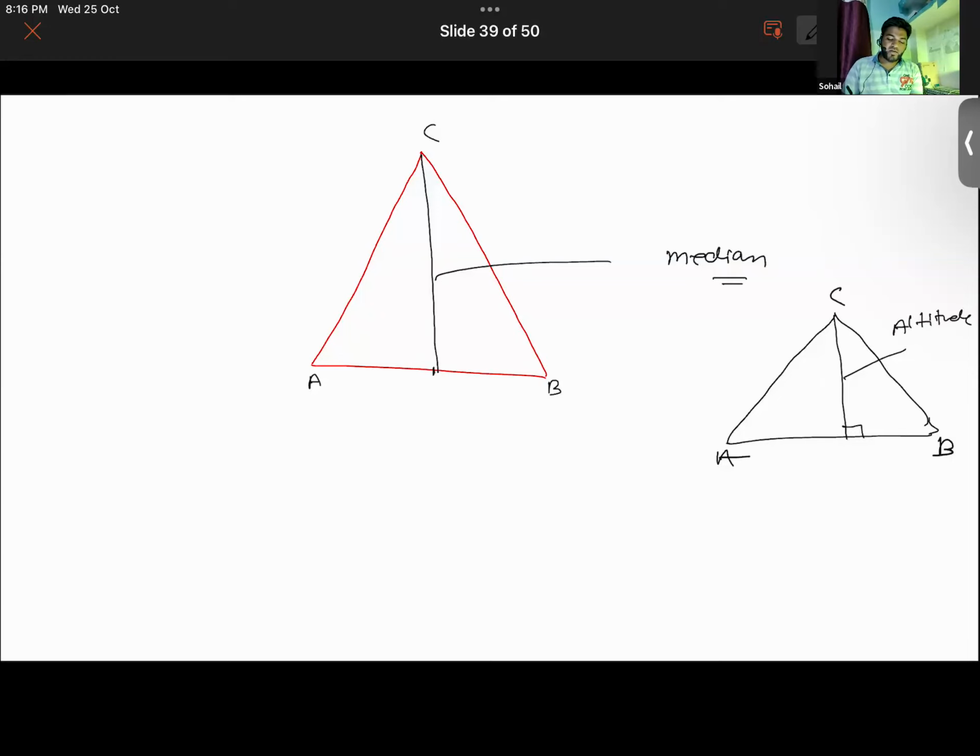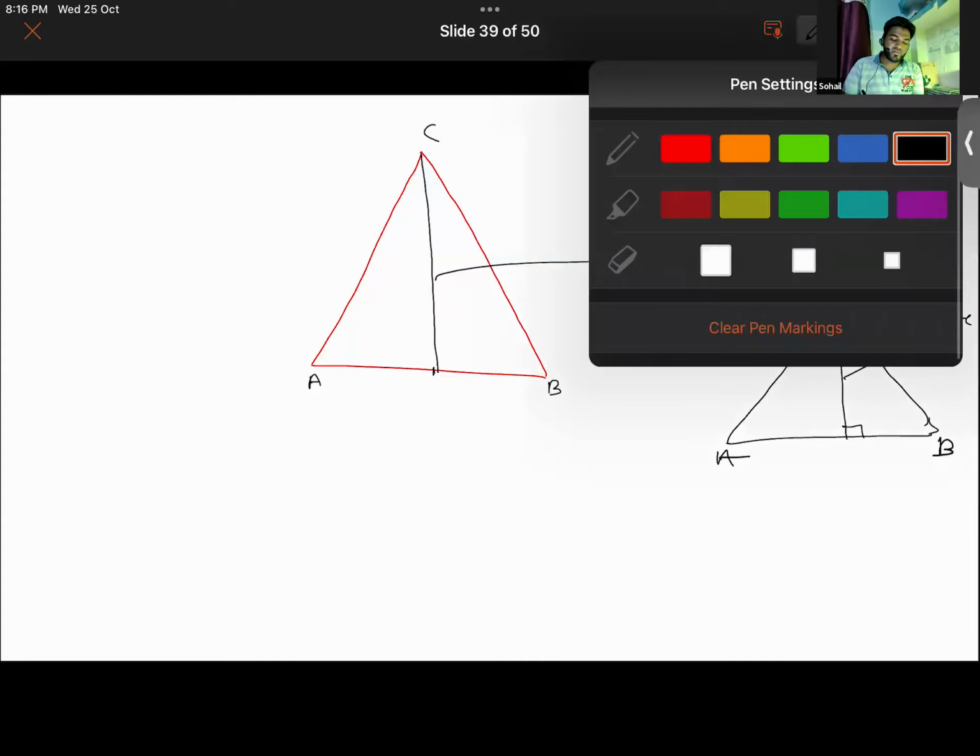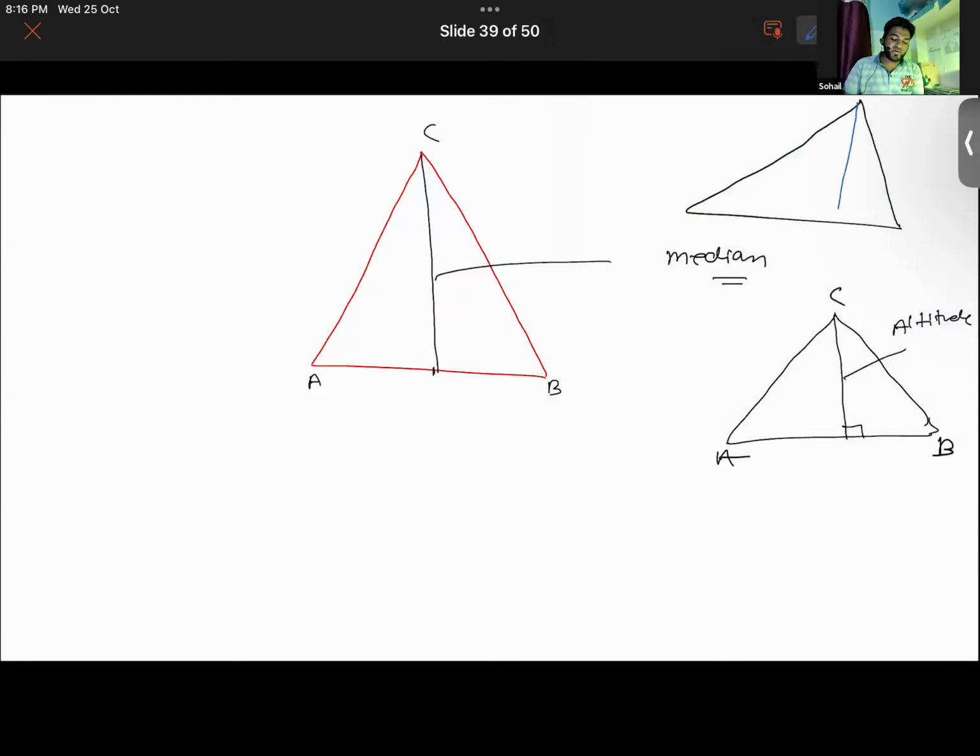And an altitude can or cannot be a bisector of the opposite side depending upon the triangle. If it is an isosceles triangle, or an equilateral triangle, then the altitude divides the side AB into two equal halves. While if it's a scalene triangle, as you see over here, the perpendicular, that is the altitude, will be like this, and we can see the base is not divided into halves.